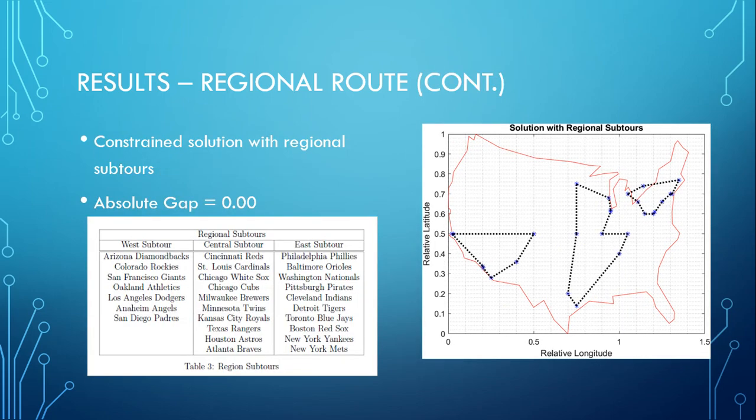So from here, once you actually solve it and you get these regional subtours, you can see that you get a west, central, and east subtour that actually fit fairly nicely. Once again, you have an absolute gap of 0, which shows optimality.